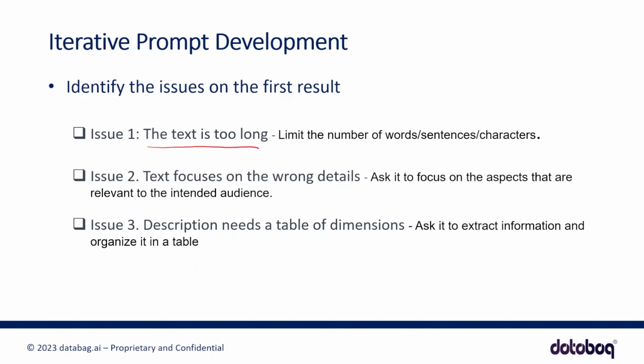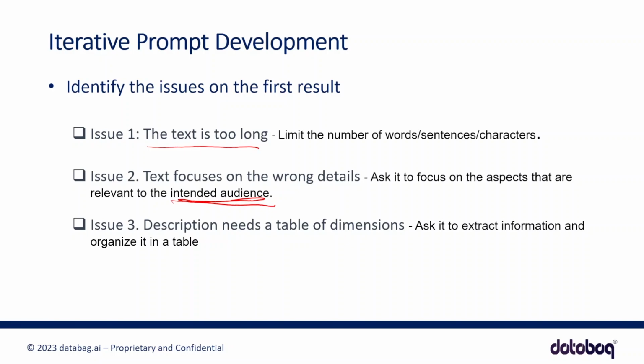Because in the example we're going to use, as you'll see in a bit, you might have a lot of details in there, but ChatGPT might not be able to focus on the right details. Sometimes it happens because you have different details within the passage or text which you're giving as an input. So then you ask it to focus on the aspects that are relevant to the intended audience.